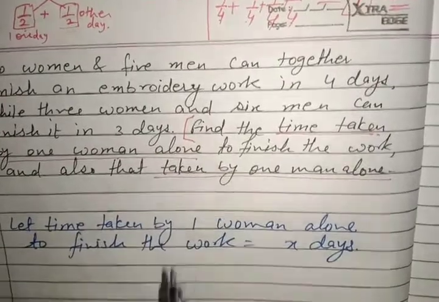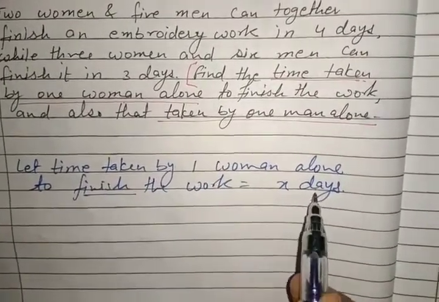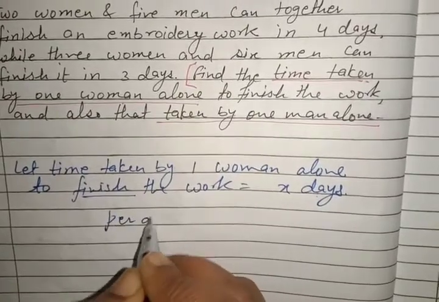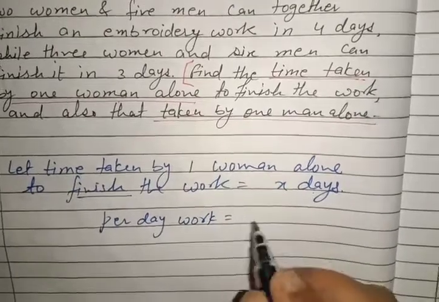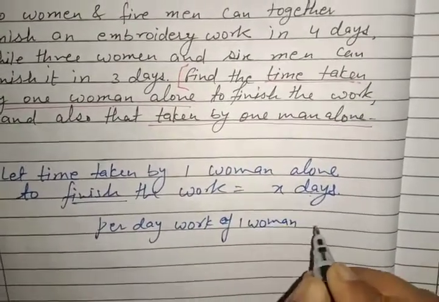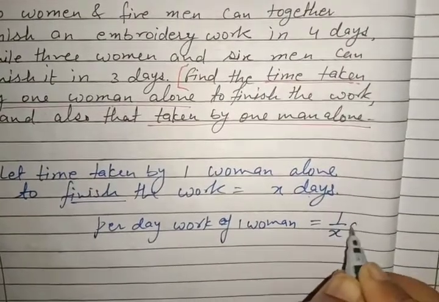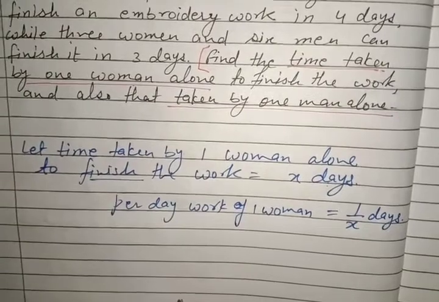So time taken by one woman alone to finish the work is x days. So per day work of that woman alone, you can write, per day work of one woman is 1/x. I hope it is clear to you. If it is not clear to you, you can ask in the comment box.